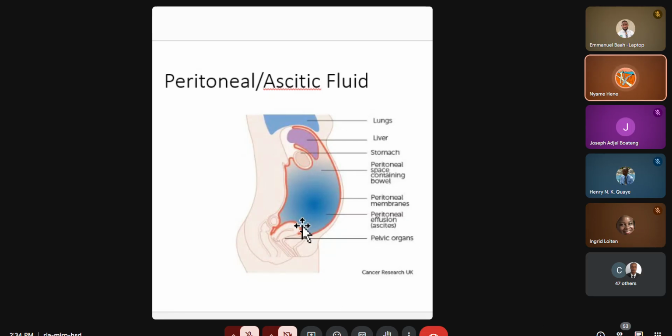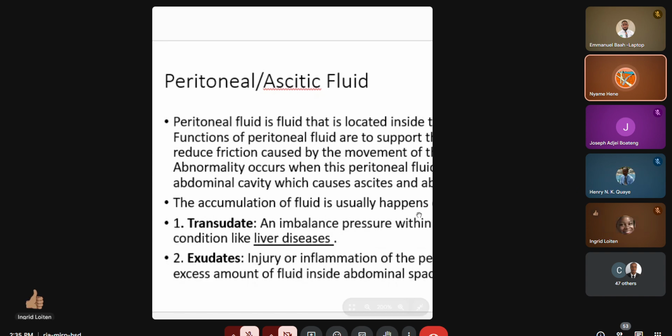So we have what we call a transudate and an exudate. Transudate, using the edema analogy, is when there's an imbalance in the pressures that regulate fluid inside and outside of the cell. And when there's an inflammation of any of the organs in the abdomen, it causes them to exudate, to discharge. The discharge is filling the peritoneum and causing it to bloat up. Do you understand? If you understand, let me see the thumbs up.